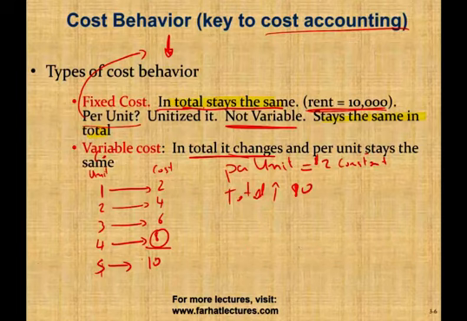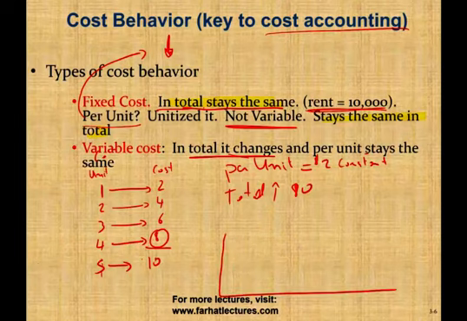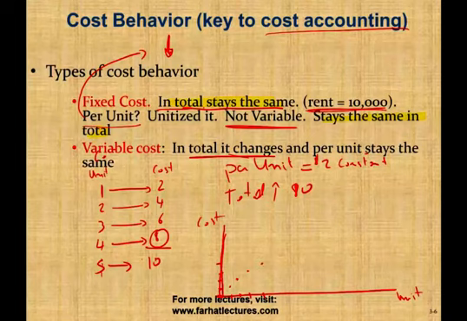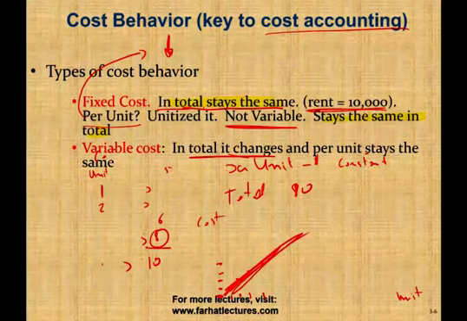Now, this is what it looks like. Variable cost, if we graph it, graphs something like this. If this is the cost and this is the unit, if we produce 0 units, we have 0 cost. As we produce 1 unit, we have $2. If we produce 2 units, we have $4. So as we produce more units, we have more cost. When we graph it, the graph looks like this. It goes up as we produce more units, but it's constant per unit. So this is variable cost.